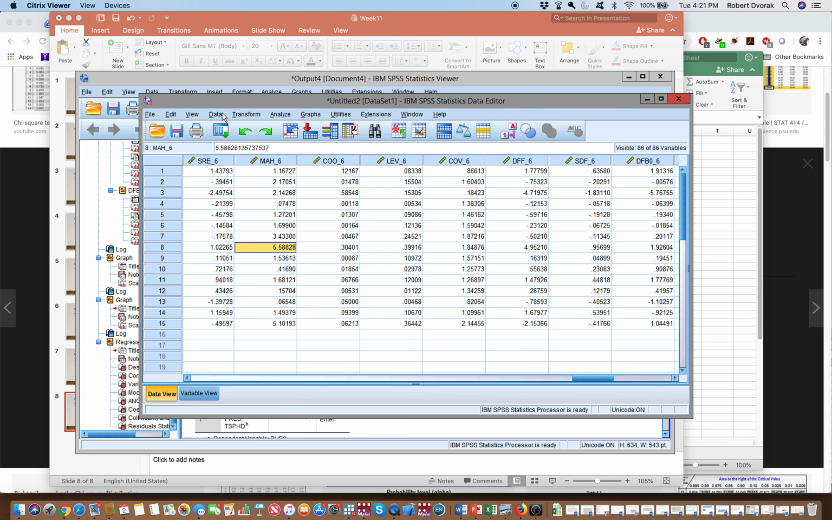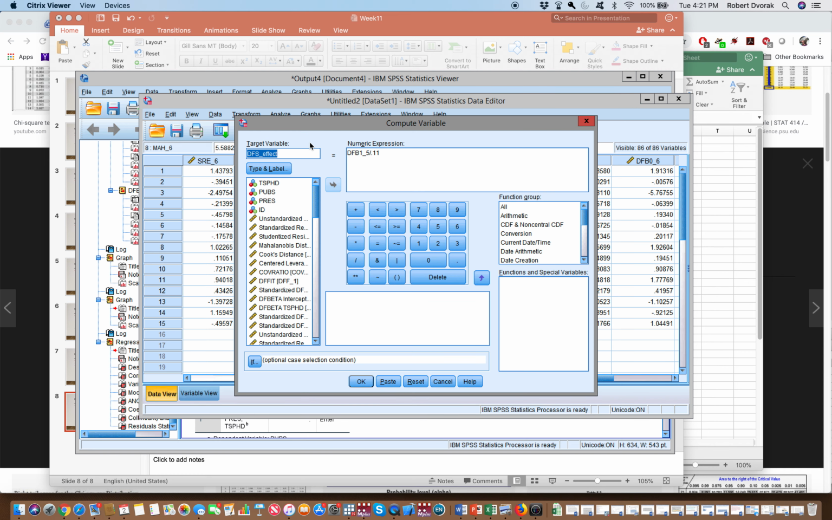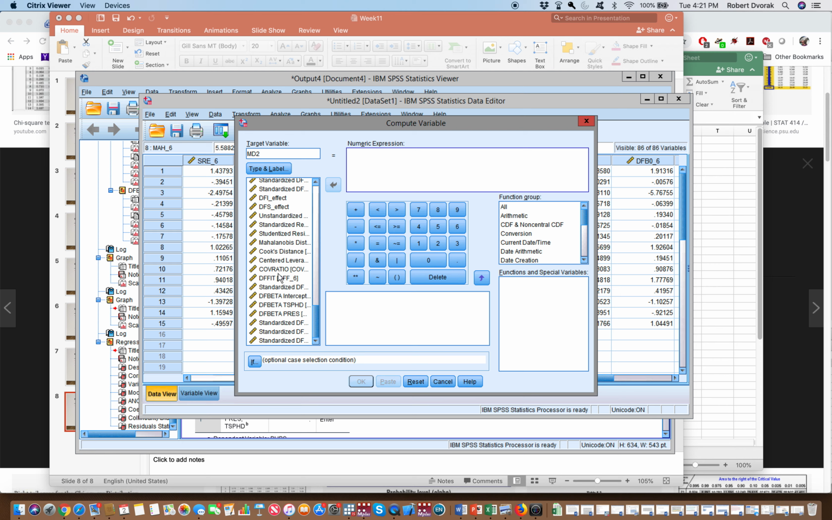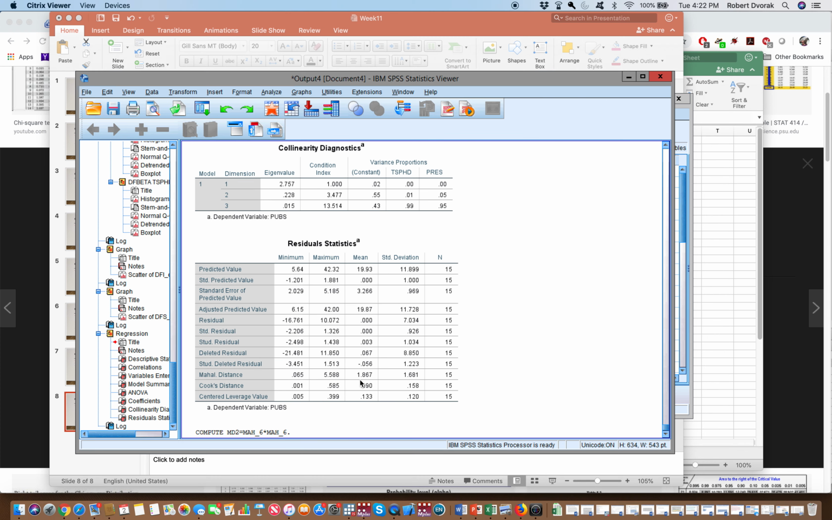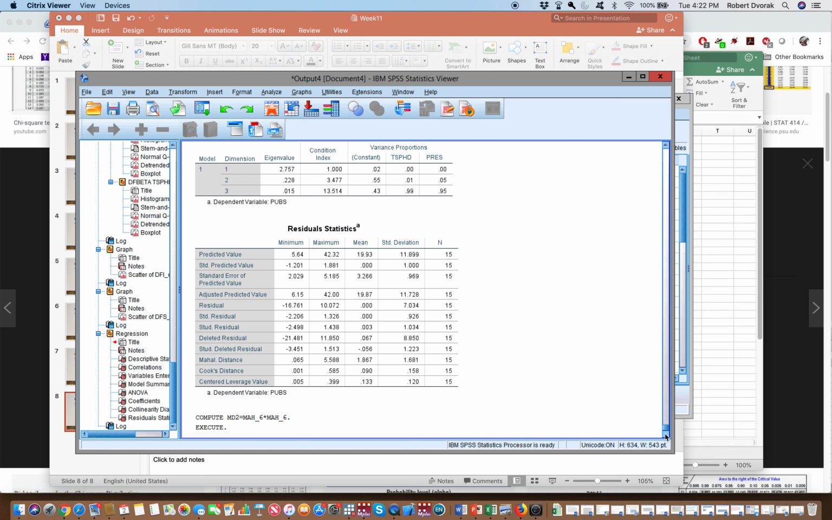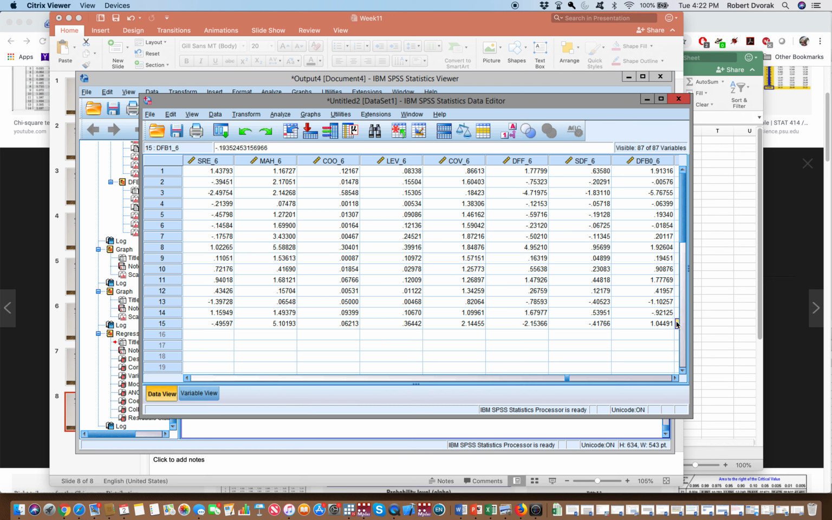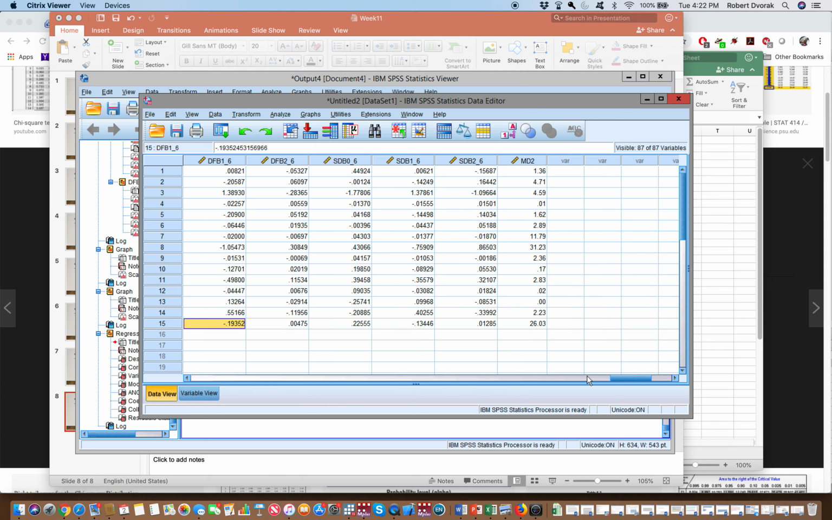We can go Transform, Compute. We're going to call this MD2. And we're going to come down here and find Mahalanobis distance. It's right there. And we are going to square it. Squaring Mahalanobis distance all it does is add another variable in here for us. It's right here, Mahalanobis distance squared.